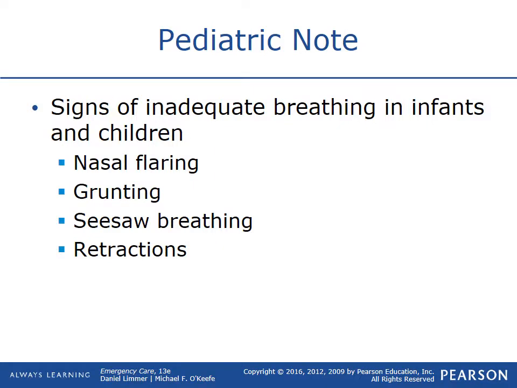Signs of inadequate breathing in an infant are when they start to use any kind of accessory muscles or different kinds of body positioning. They start using nasal flaring, they're grunting like they're really struggling to get their breath in, they're doing seesaw breathing, and they've got intercostal retractions, those muscles in between the ribs sucking in. Generally, once those kids start throwing their head into it, doing the head bob, that's the final stage of that kid trying to compensate to be able to breathe.